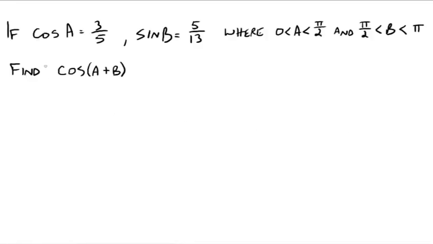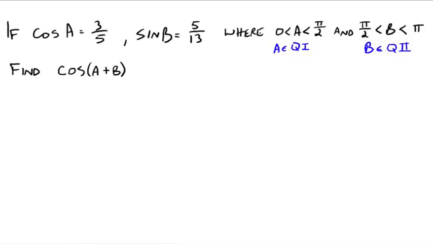All right, so we've got the cosine of one angle, cosine of A, which is 3/5, and the sine of a different angle, in this case B, so the sine of B is 5/13. And we note that angle A is between 0 and pi over 2, so that puts angle A in quadrant 1. And then angle B is between pi over 2 and pi, so that puts angle B in quadrant 2. Everybody see that? Very important that we know what quadrant our angle is in, right? Because that determines if it's positive or negative.